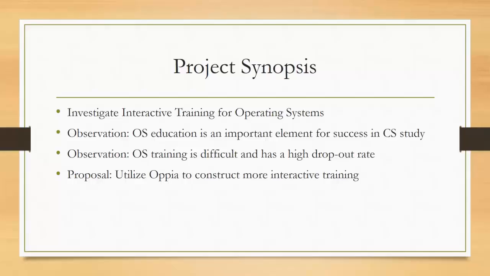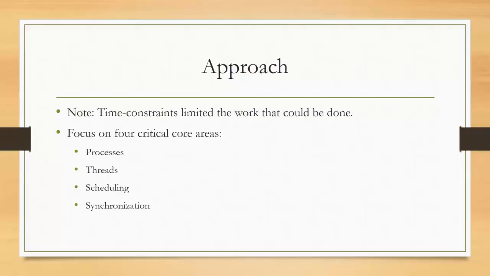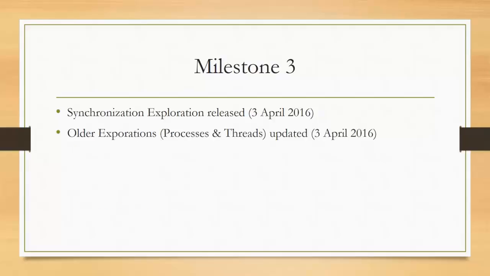I used a tool called Opia, which is an open source training delivery system, in order to build this interactive training. I specifically decided, based upon the time that was available for the project, to focus on 4 critical areas in operating systems. That included processes, threads, scheduling, and synchronization. Thus, I am developing material on all 4 of these topics. This is milestone number 3 of 4.